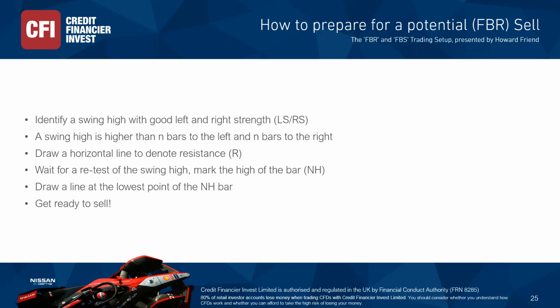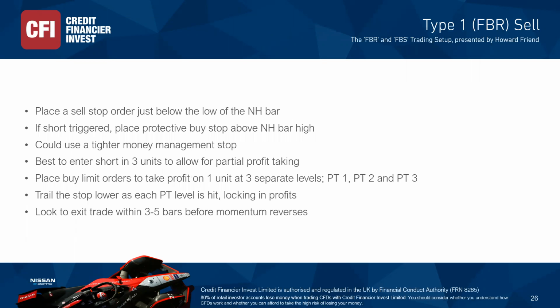So the idea is to identify a good swing high and then wait for the market, draw the horizontal line to denote resistance, and then wait for a retest of that swing high. If we can break through the swing high, then we have a new high bar, NH. So now what we've got labeled is R for the swing high, resistance, and NH for the breakout bar. Now, what we need to do to get ready to sell is draw a line at the lowest point of the NH bar. So once you've done that, we are ready to sell the market.